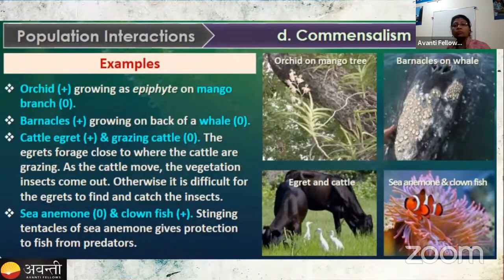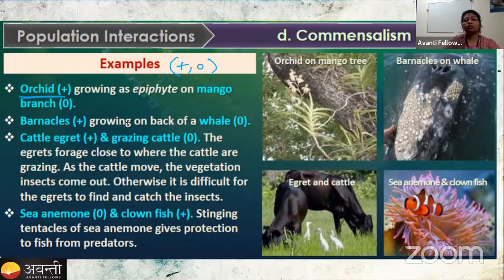Next mode of interaction is commensalism. Okay, in commensalism we have the positive negative interaction. That means one organism is getting advantage, benefits, but another one has no effect. Okay, the example here is orchids. The orchid flower grows on the branches of mango, but mango has no effect because it is not a parasite. It is just taking a shelter on the branches of mango. So mango remain unaffected. So orchid can easily grow. Orchid get the shelter there.